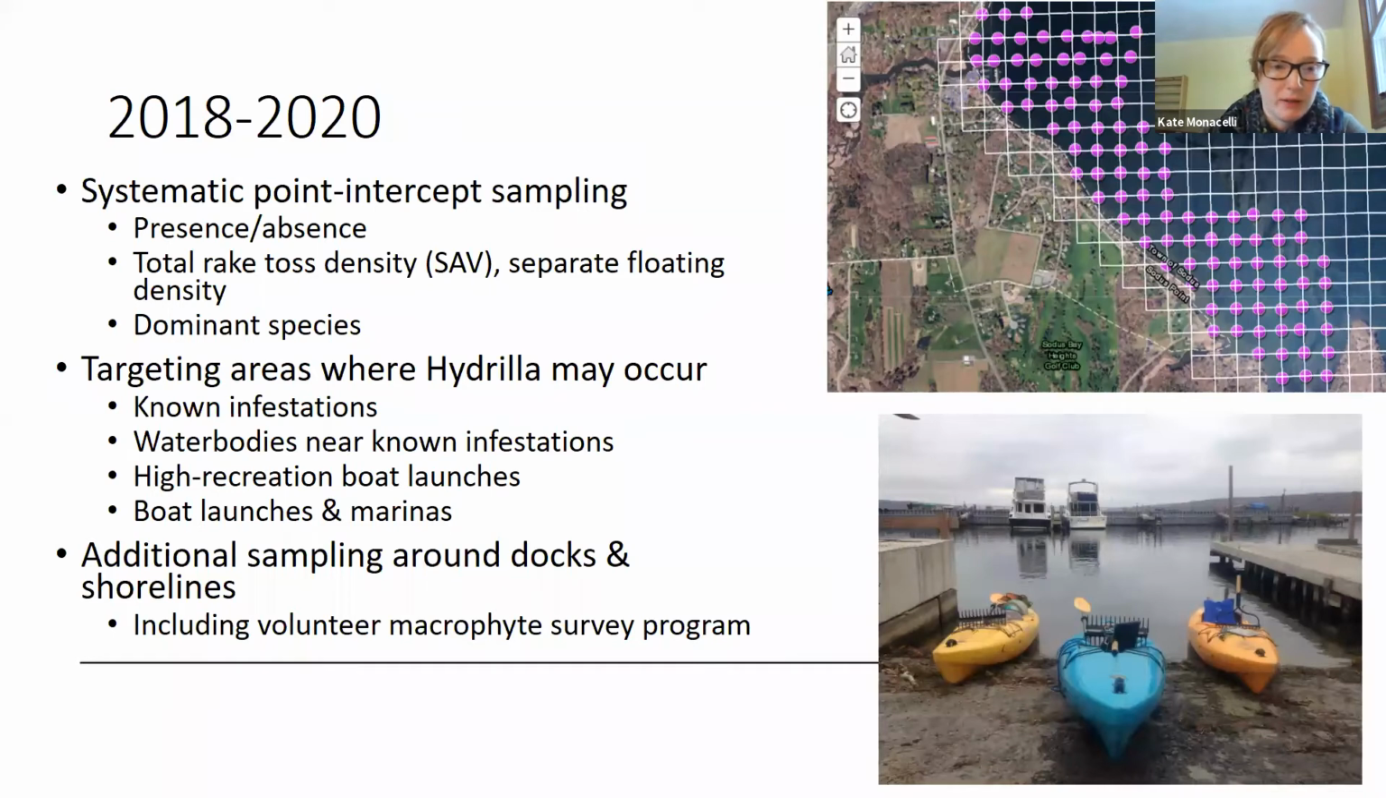In inclement weather, we'll sample around docks and shorelines. And then since I think 2018, we've also had our volunteer macrophyte survey program, that is non-systematic sampling, where volunteers do a rake toss throughout the growing season in their water body of interest.